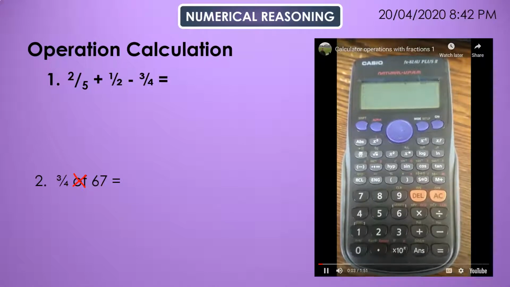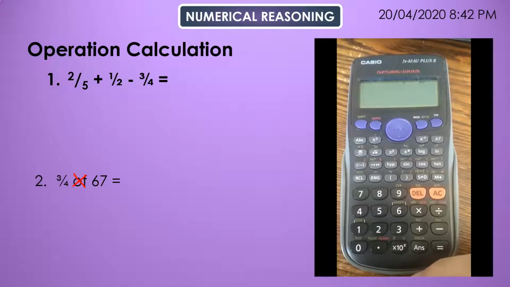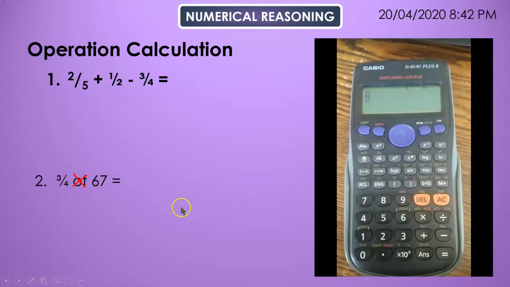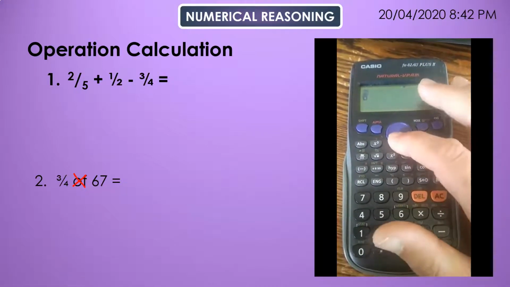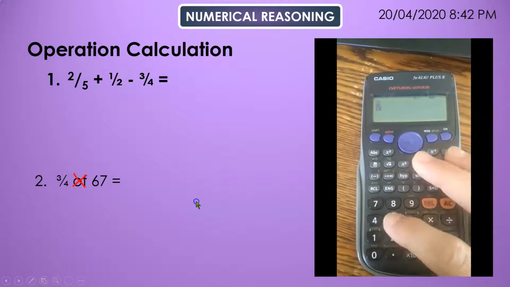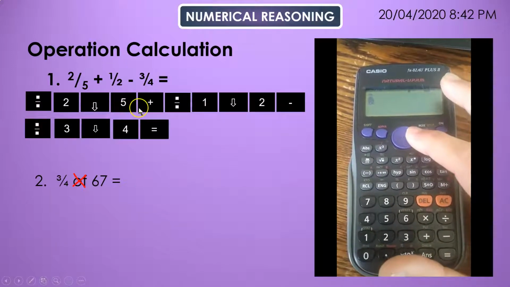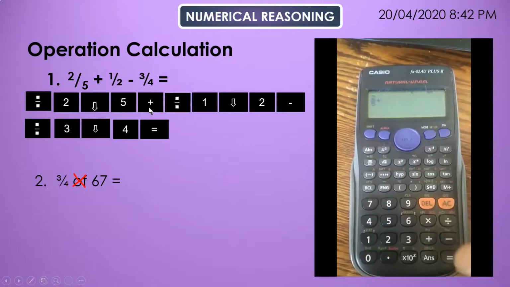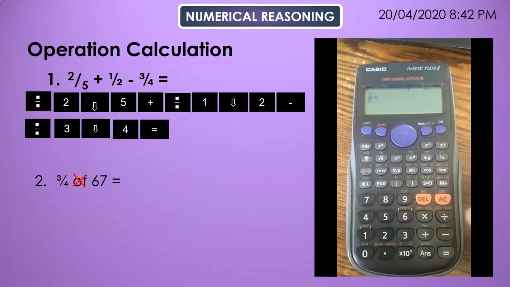Using operations with fractions. So first question is 2/5 plus a half minus 3/4. So first of all we type in 2/5 using double box. So 2 is the numerator, 5 as the denominator. Key thing is to press right at this point, then we press plus. Sometimes if you don't press right you end up putting the plus as part of the denominator.